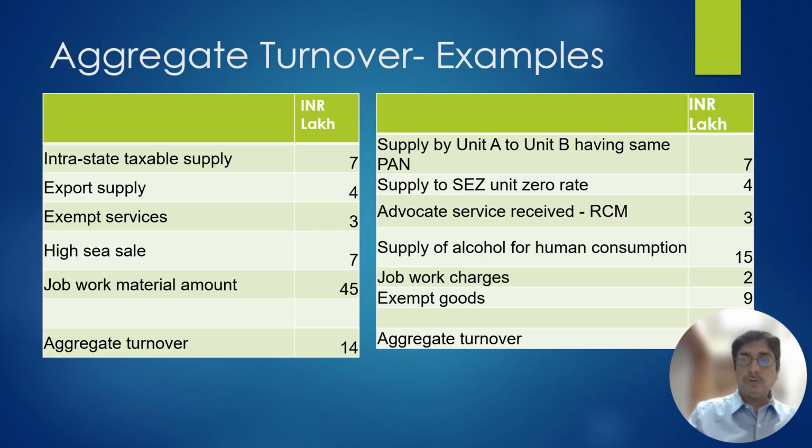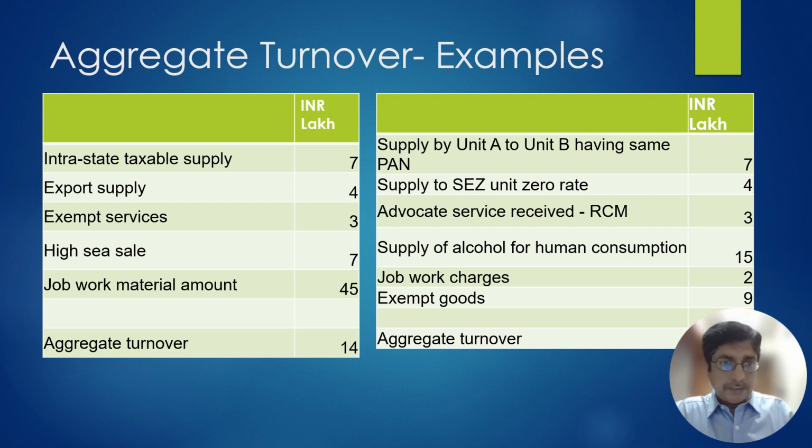Let's have a look at two examples and what is the amount of aggregate turnover in those examples. Example 1: Interstate supply 7 lakh rupees, export supply 4 lakh rupees, exempt services 3 lakh rupees, high seas sale 7 lakh, job work material amount 45 lakh. High seas sale is covered under Schedule 3. That is not to be added while calculating aggregate turnover.